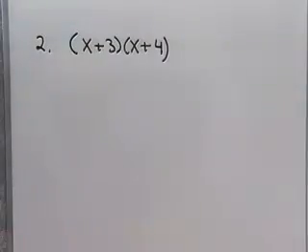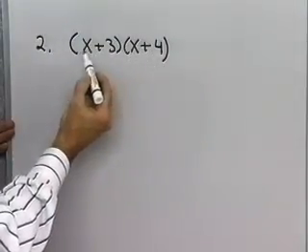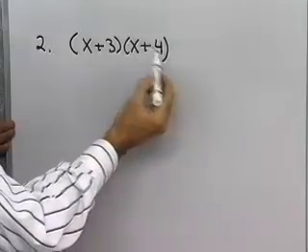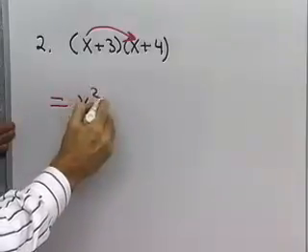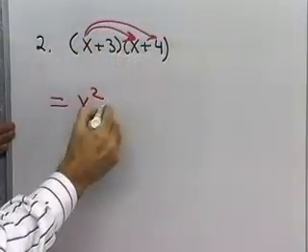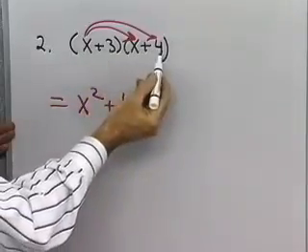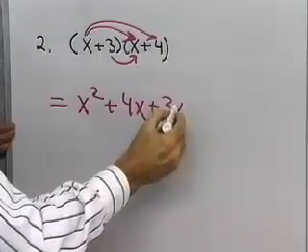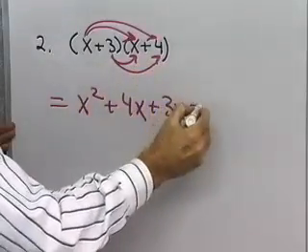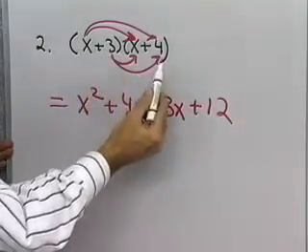Our next problem, I have two binomials, x plus 3 times x plus 4. I need to multiply each term here by each term here. So I need to multiply x times x. I get x squared. x times 4, I get 4x. That takes care of x times each of these. Now I'll move to this 3 times x. I have 3x, and then 3 times 4, 12. So there's each term here times each term here.